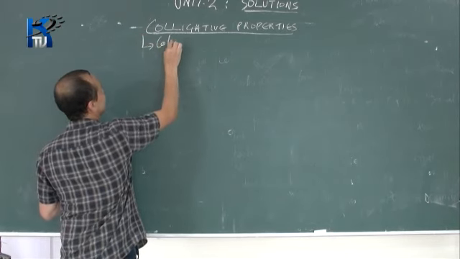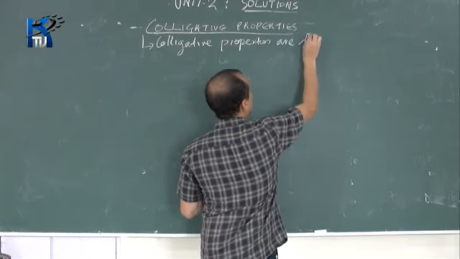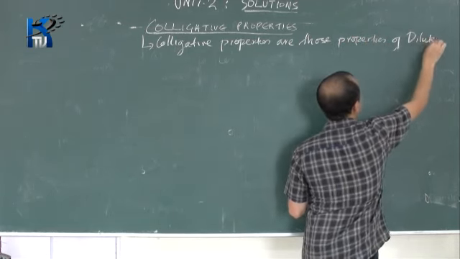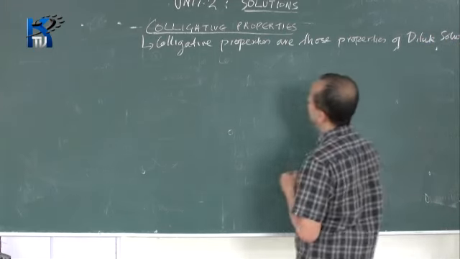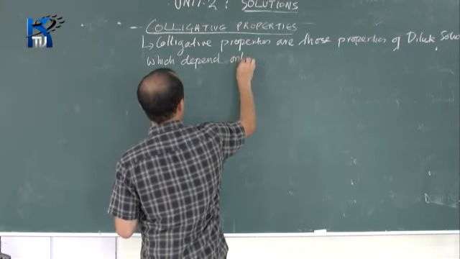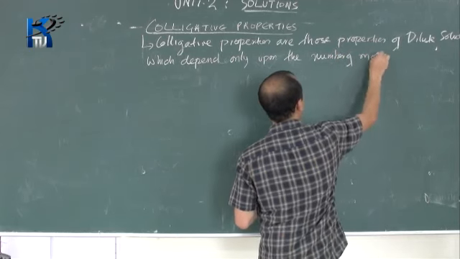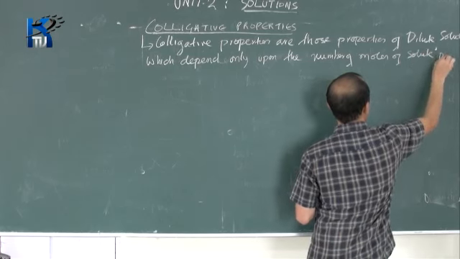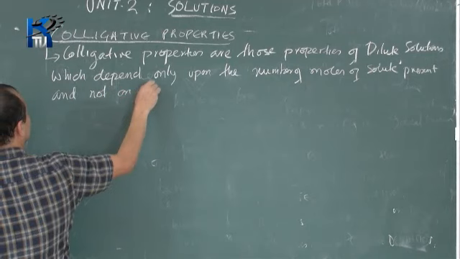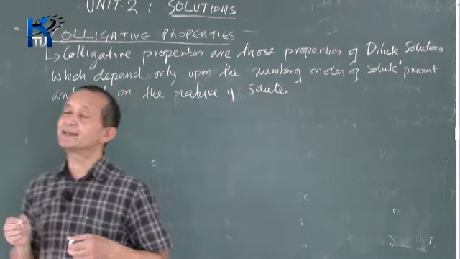So colligative properties are those properties of dilute solutions which depend only upon the number of moles of solute present and not on the nature of solute. So this is the meaning of colligative properties.